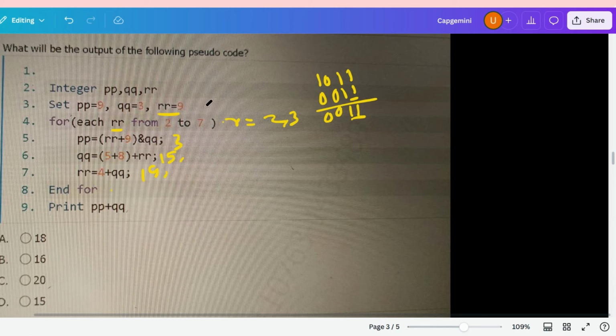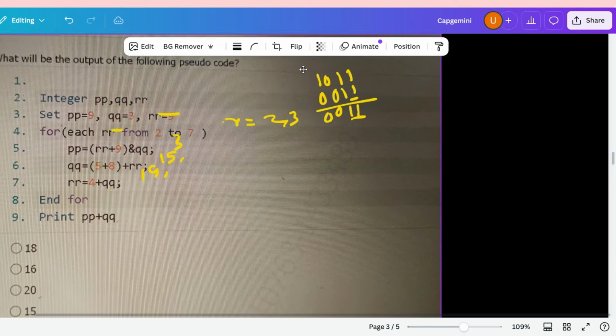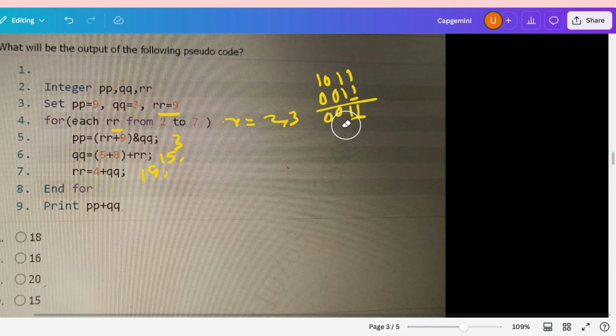So let me just select this. Let me remove it. Then r becomes 3. When r becomes 3, this r is also 3. 3 plus 9 is 12, and q was 15.